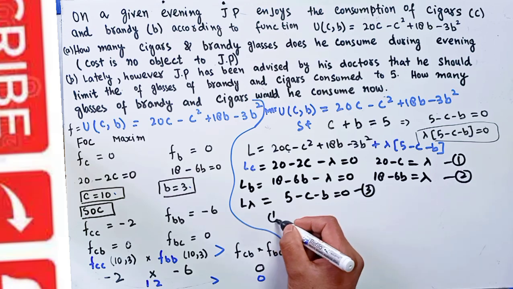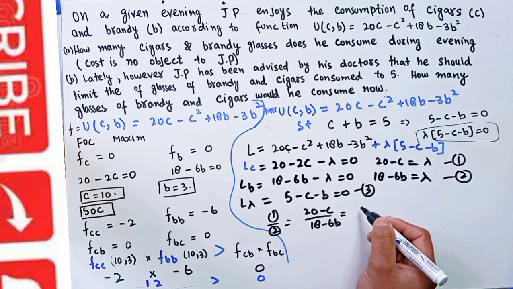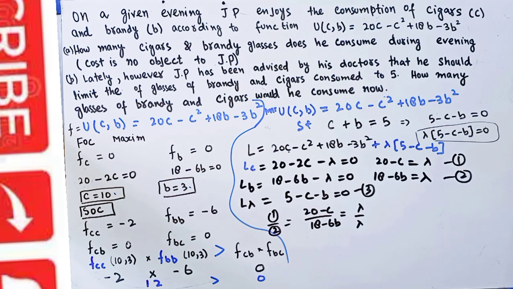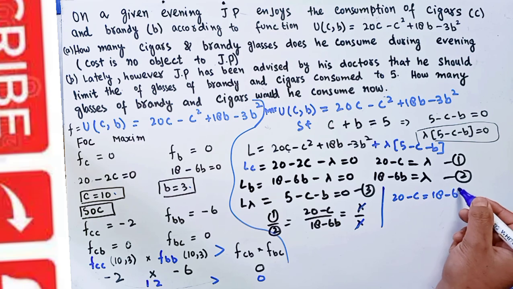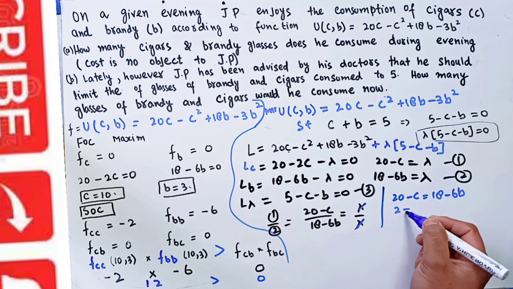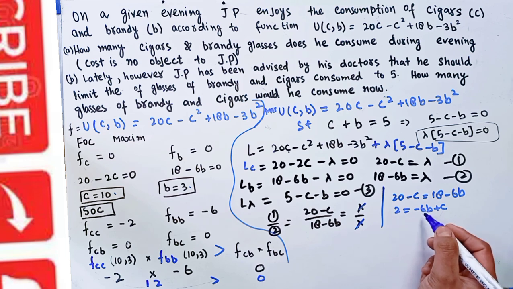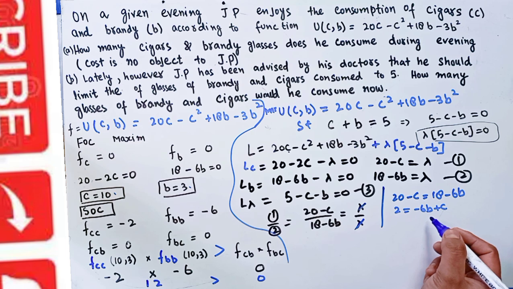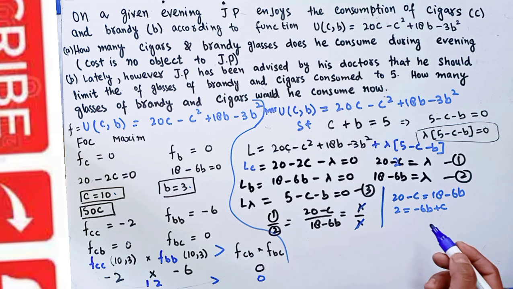Let us divide equation 1 by equation second, so we will get 20 minus c upon 18 minus 6b is equal to lambda upon lambda, which gets cancelled. We are left with 20 minus c is equal to 18 minus 6b. Solving this, we get 2 is equal to minus 6b plus c, transposing. Am I doing it correctly or not? I got minus 6b plus 2c. Wait a minute, here it is 2c, sorry, here it is 2c.